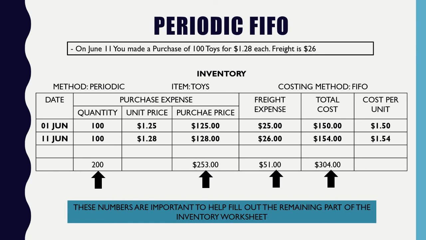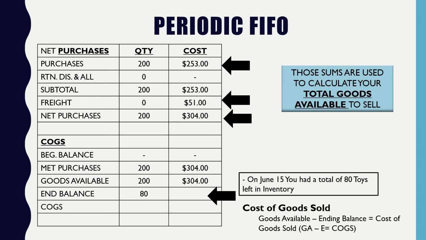We have the first batch for $1.50 and the second batch for $1.54. Okay, and typically the calculations here, the black arrows, those numbers that you've calculated are going to apply into the bottom half of the table, and this is what it will look like.